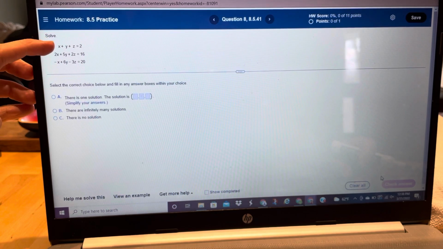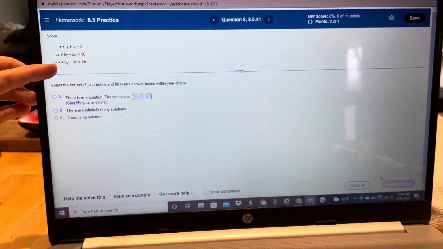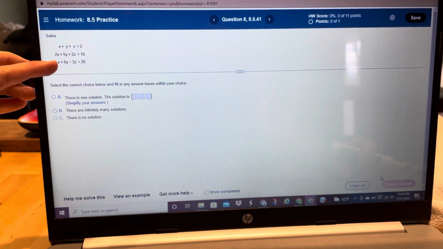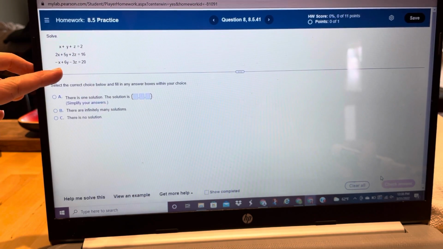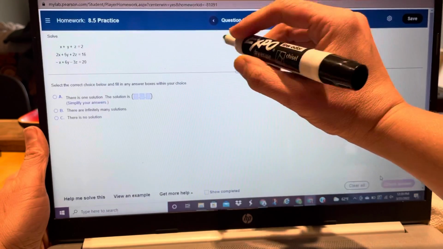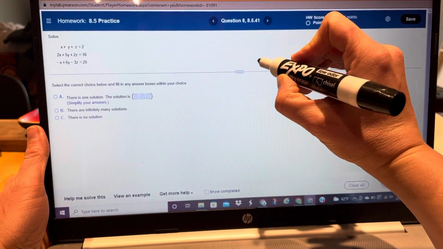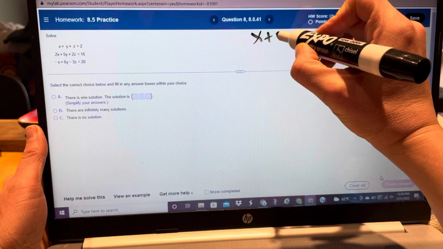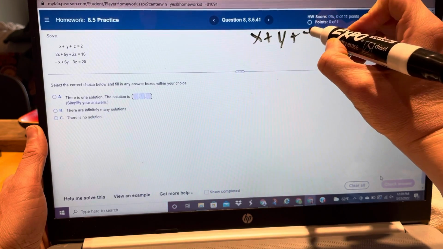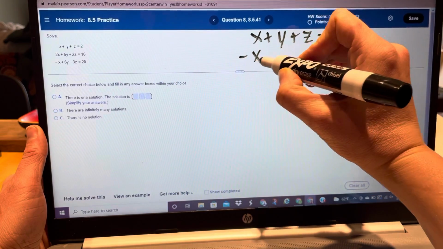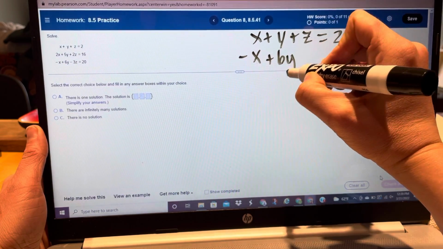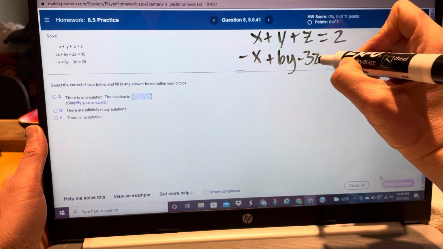I noticed right away that equation 1 and equation 3 here, x and negative x are opposites. So in the addition method, those two would cancel each other out. So those are the 2 equations I'm going to start with as a means of canceling out or eliminating the x's. So we have the first equation and we have the third equation, 6y minus 3z equals 20.